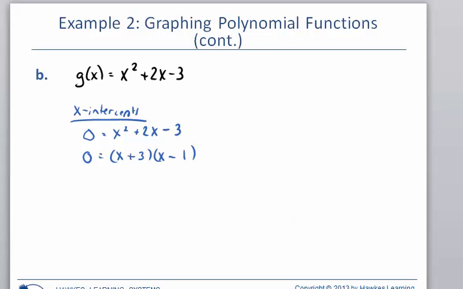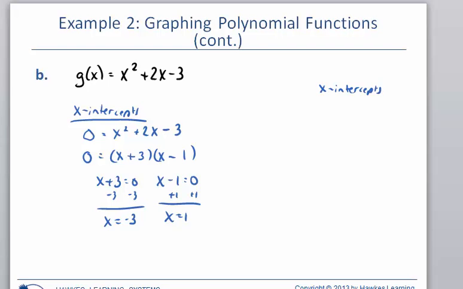All right, we then take each of those and set them equal to 0 and solve. So on this one, we're going to subtract 3. X minus 3 is equal to 0, so x is equal to -3. X plus 1 is equal to 0. We'll add 1 to both sides. X is equal to 1. And so our x-intercepts, we have the point -3, 0, and the point 1, 0.